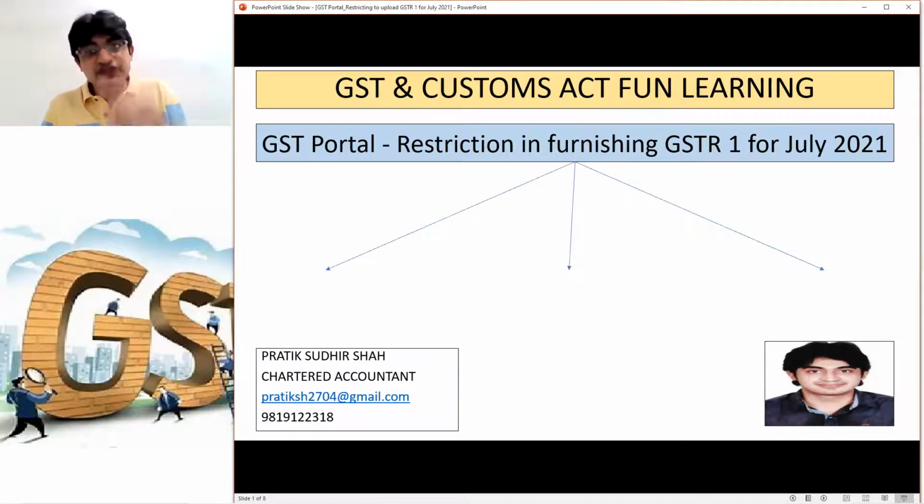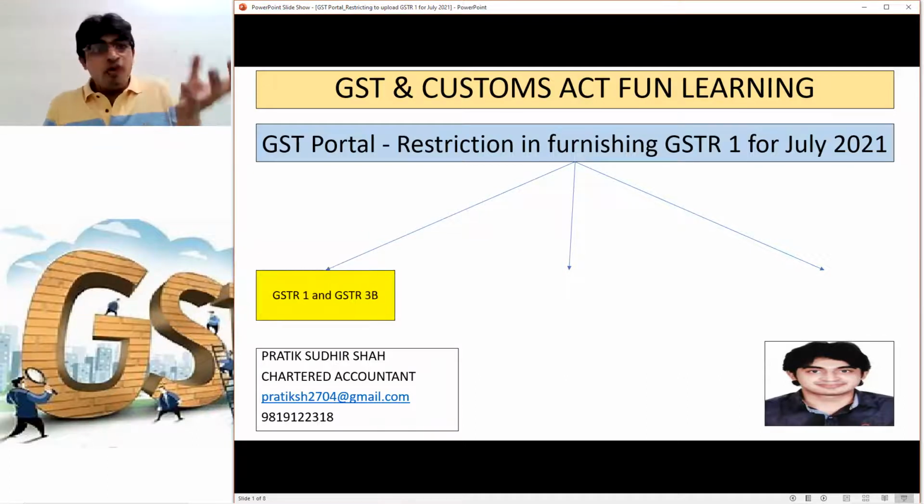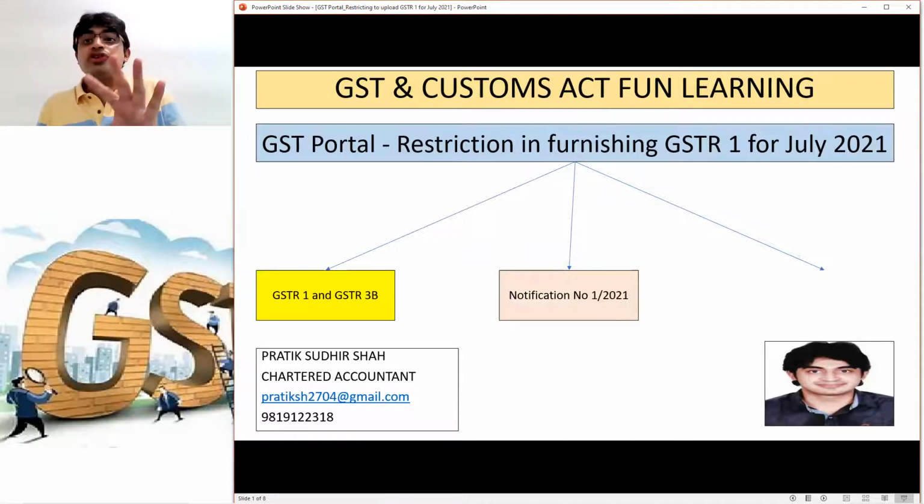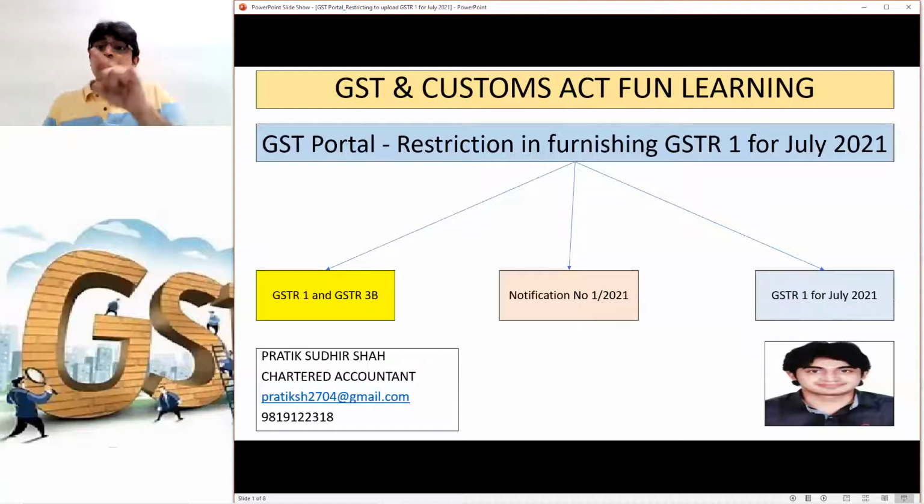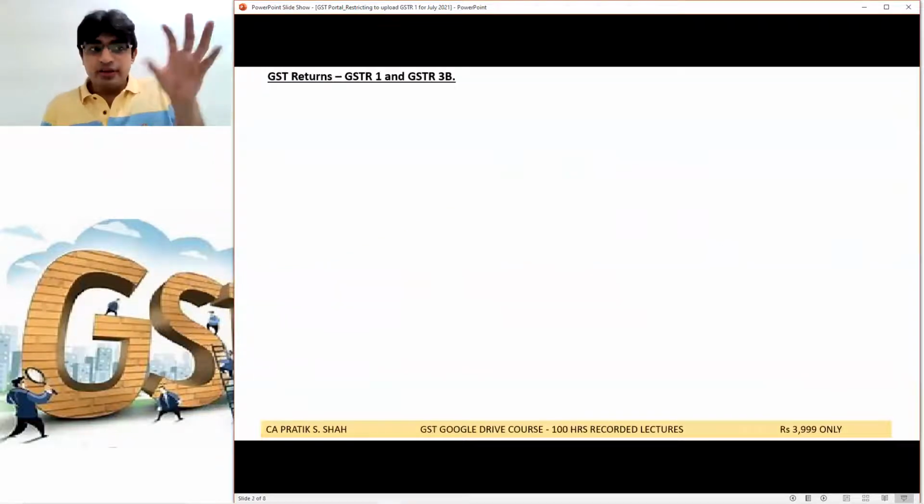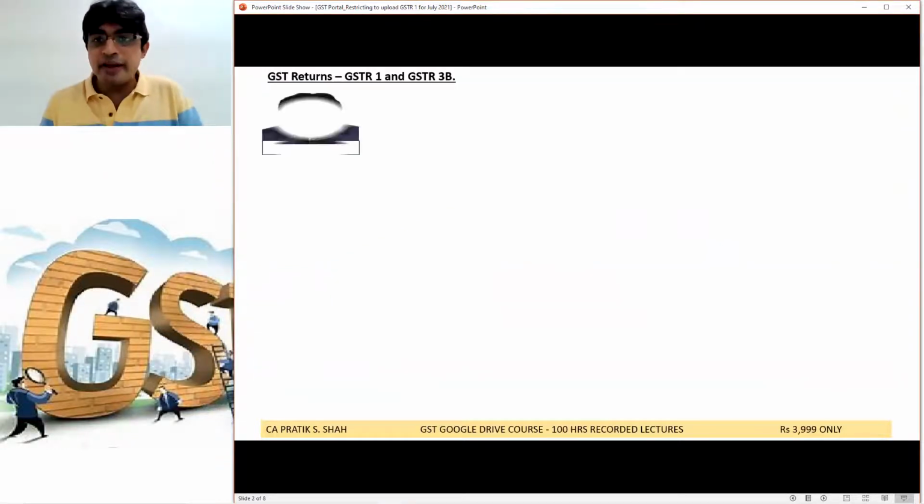To understand this, I have divided the topic into three parts. First, what is GSTR1 and 3B, just a demo. Then notification number 1/2021. And finally, third part, GSTR1 for July 2021: why the portal is restricted? See this. First, let us understand GSTR1 and 3B.